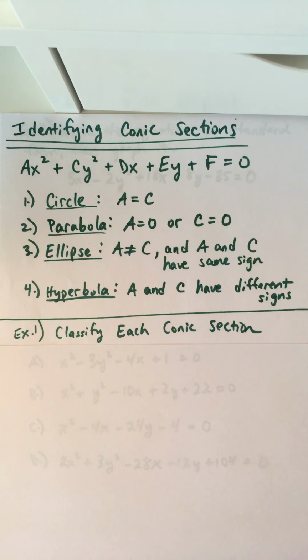For our first example, we're going to classify each conic section. So we're not actually graphing or doing anything with it other than identifying which type it is.